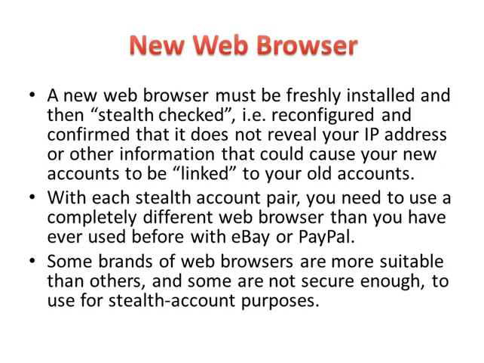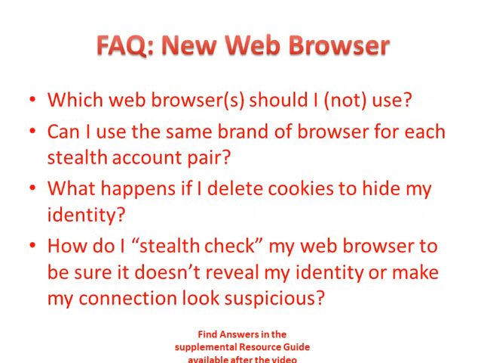A new web browser must be freshly installed and then stealth checked, that is, reconfigured and confirmed that it does not reveal your IP address or other information that could cause your new accounts to be linked to your old accounts. With each stealth account pair, you need to use a completely different web browser than you have ever used before with eBay or PayPal. Some brands of web browsers are more suitable than others, and some are not secure enough to use for stealth account purposes.